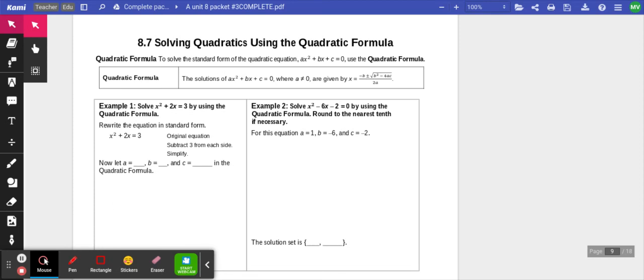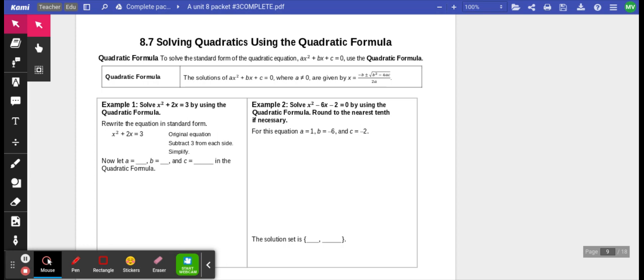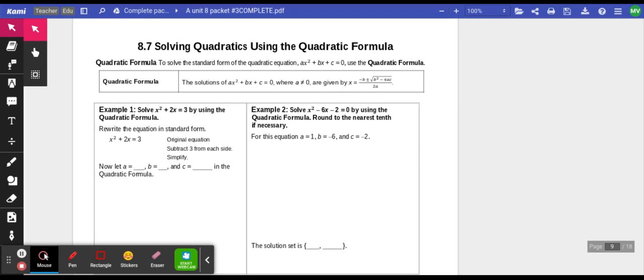Hello, everyone. Today we are going to discuss the quadratic formula. So this is 8.7 in your notes, and it's using the quadratic formula. So to solve the standard form of a quadratic equation, x squared plus bx plus c equals 0, we can use the quadratic formula. So you should use this when completing the square is difficult or when you can't factor.